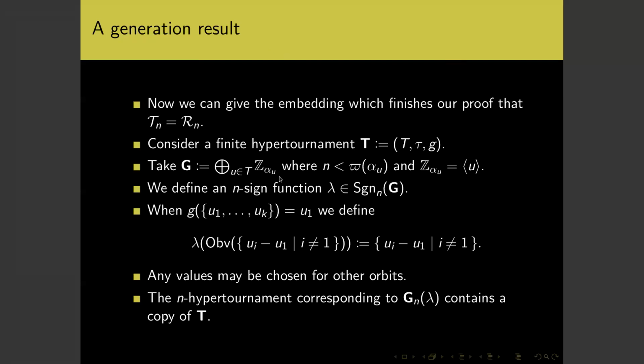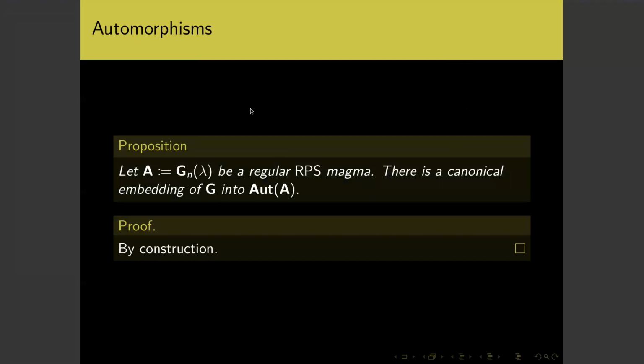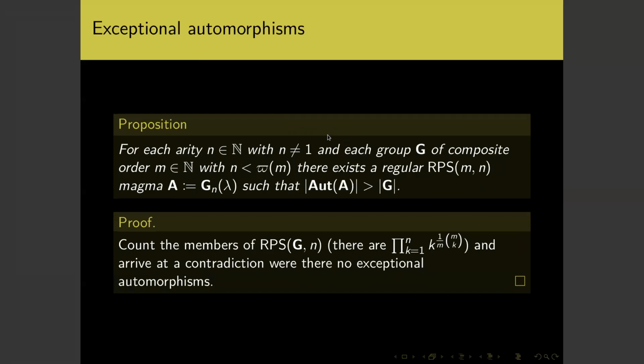Okay, so I am pretty much out of time. I will just quickly say that you can also use that nice group action to get results on automorphisms and congruences of these regular RPS magmas for any arity. And so you can characterize their automorphism groups pretty extensively. It's possible to show when certain exceptional automorphisms exist.